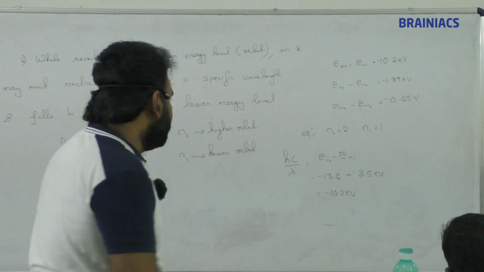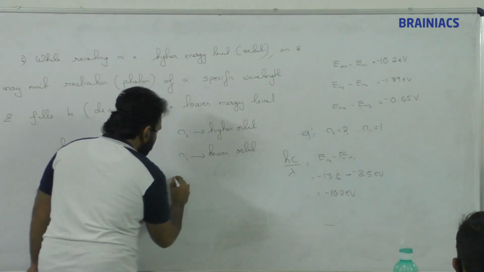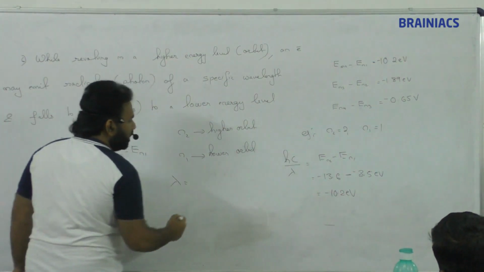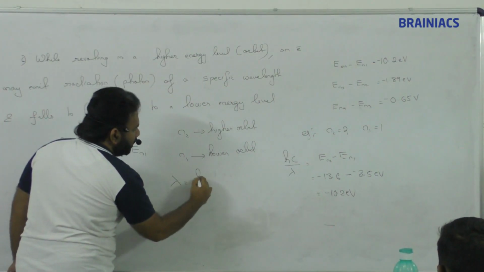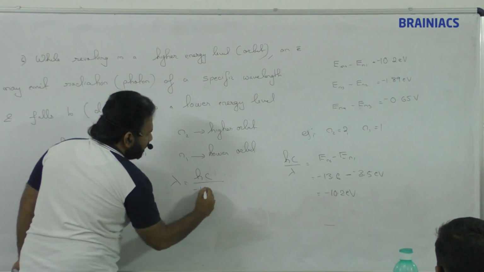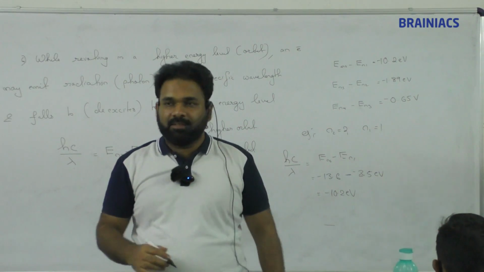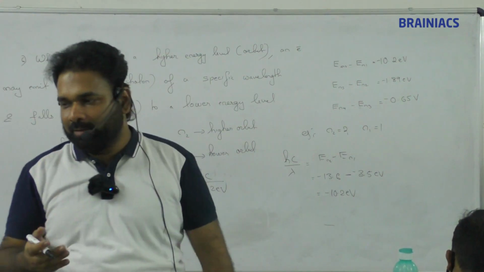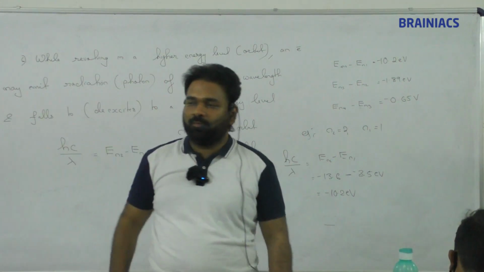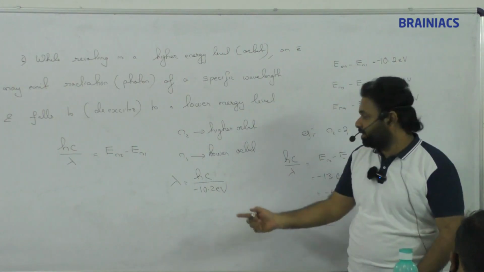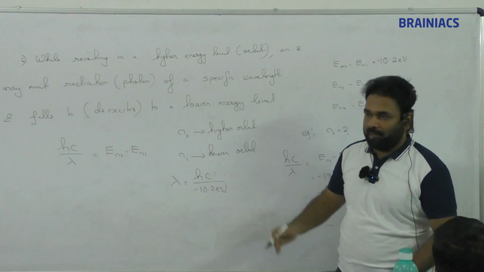Now if you want to know the lambda which is going to come, what can you do? Lambda is equal to hc by 10.2 electron volt. That is why I said, if you remember values like h by 2 pi or hc, you can do it without wasting time. If the option gives this directly, mark it.